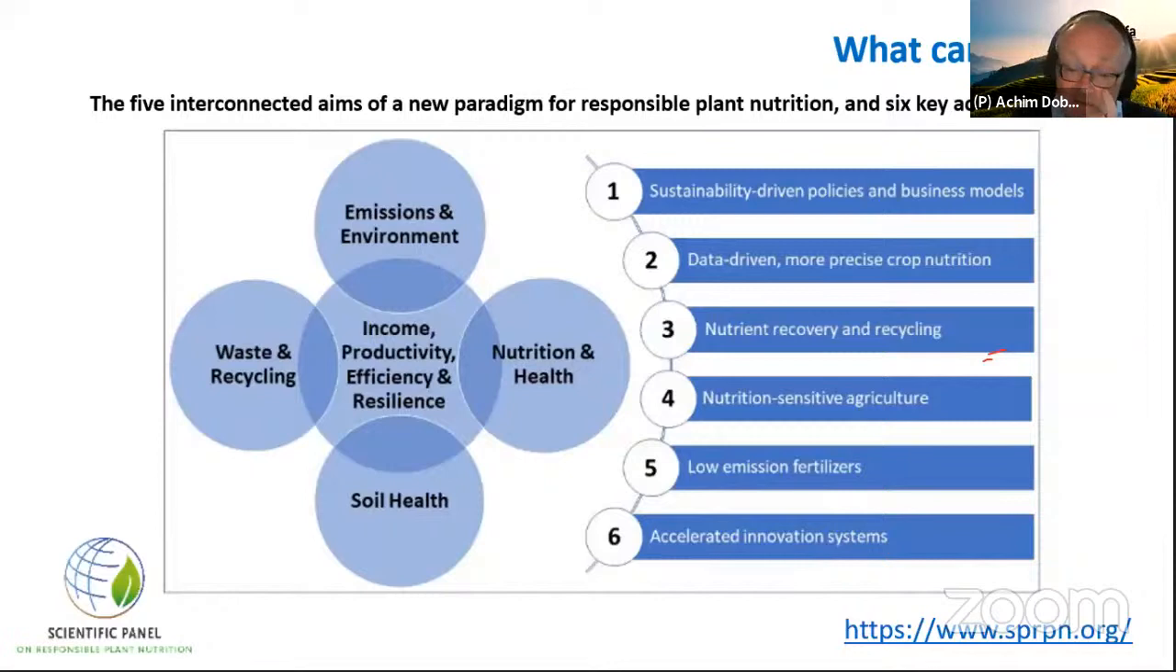In the report that we have written, we have outlined six key actions that we believe can play a significant role in achieving those five interconnected aims. And we believe that many of these are directly related to climate change, both from the source side, from the emission point of view, mitigating those, as well as to adapting future agricultural systems to the potential impact of climate change.